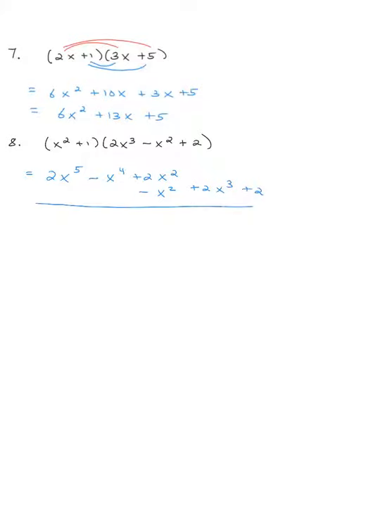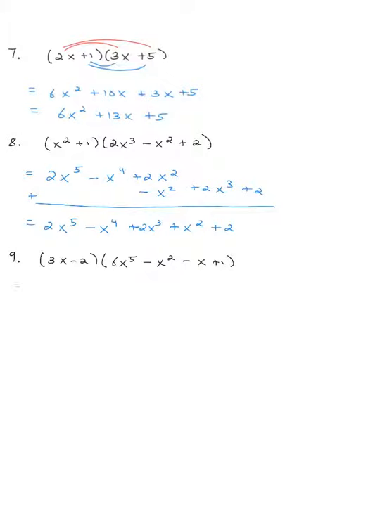And lining all of those up and adding them, I get a 2x to the 5th, a minus x to the 4th. I see there's that 2x cubed there. I'm just going to go ahead and write that next. And then I'll subtract the x squareds to leave me with a positive 1x squared and a positive 2 at the end, and that's the final answer.